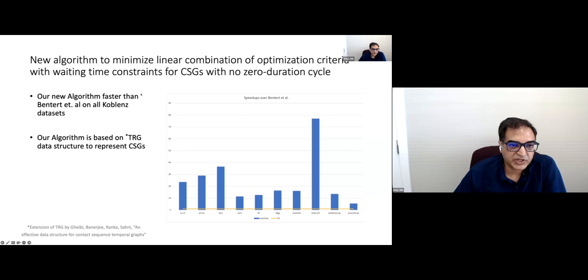So when we benchmark our algorithm for this linear combination against Bentert's algorithm, these are the results. We perform better than Bentert's on every data set, with the minimum speed up obtained on this YouTube growth data set of 5.5. But we get a speed up of up to 77 on this WikiConf data set over Bentert's algorithm. Our algorithm is based on a TRG data structure that I don't describe here, but this is a time respecting graph. And this is an extension of the TRG data structure proposed by these authors.